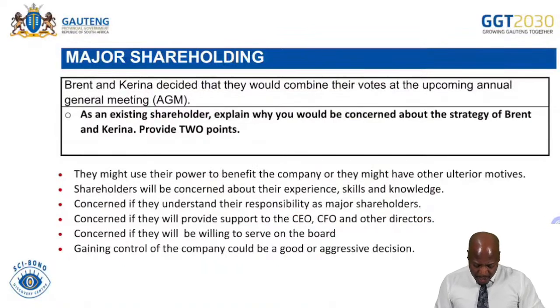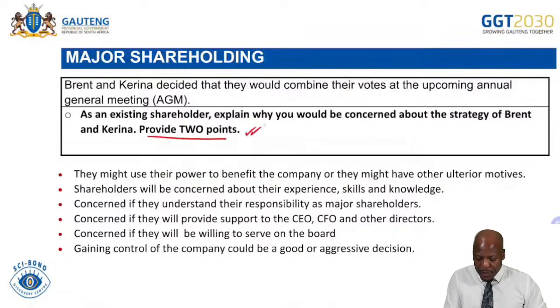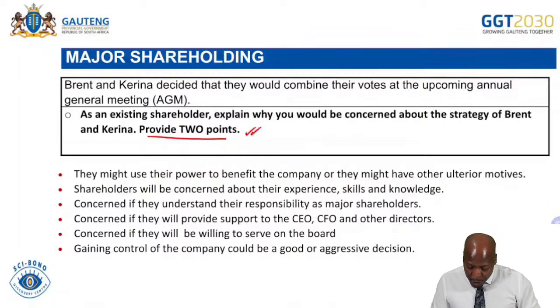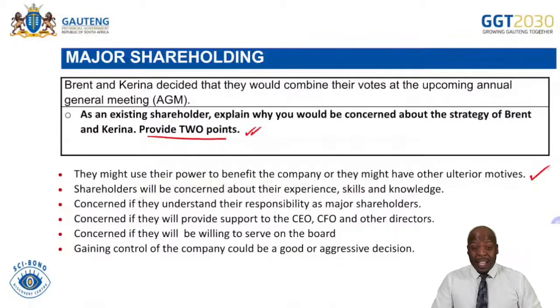And then the next question says, as an existing shareholder, explain why you would be concerned about the strategy of Brent and Karina. You must provide 2 points. Them combining their percentage shareholding, explain how you as a shareholder would be concerned about this. Point number one, they might use their power to benefit the company, or they might have ulterior motives. They might have other motives behind this decision.